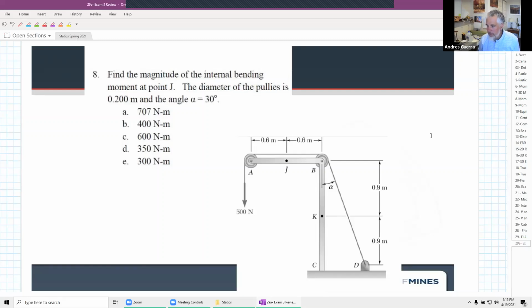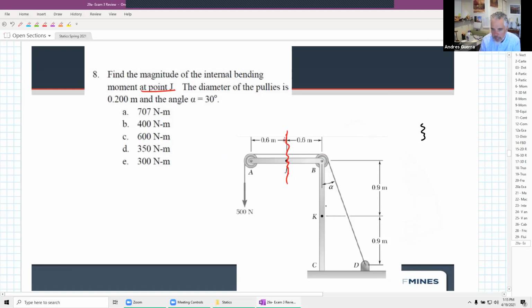Okay. Now, how about actually implementing this and finding the magnitude of the internal bending moment at point J? The diameter of the pulleys is given and the angle alpha is 30 degrees. So if we want to find the bending moment at J, we better cut through point J right there to expose that bending moment. So we draw our FBD here. There's our cut.